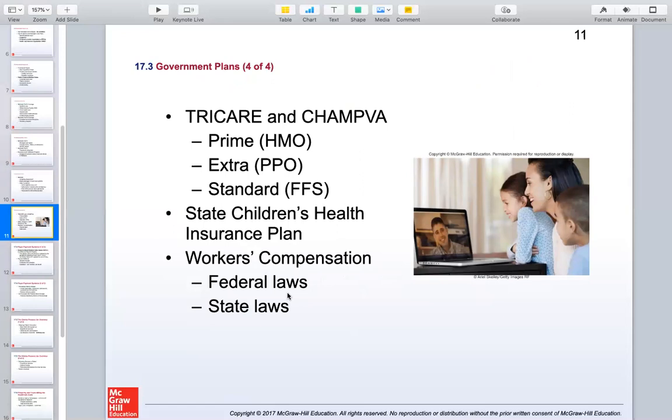So CHAMPVA is the acronym for Civilian Health and Medical Program of the Department of Veterans Affairs. Again, this covers the expenses of the families, their dependent spouses and children, of any veteran that has service-connected disabilities. So if they were hurt in the line of duty, then they would be covered under CHAMPVA, and also their families would be too. That would be spouse and children, okay?